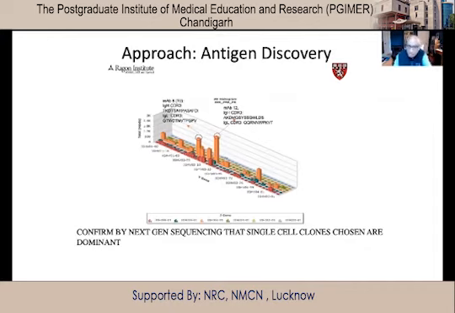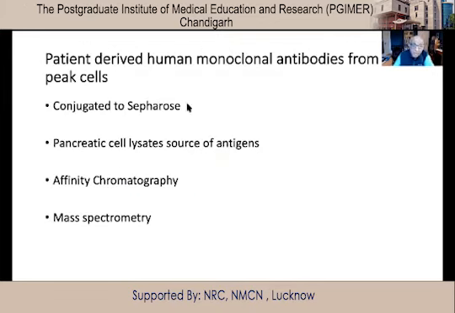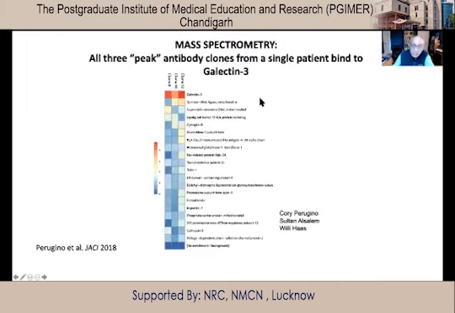because you can actually sample more cells. And then we stained pancreatic cells and showed that, yes, these antibodies are staining some antigen in pancreatic cells. So then it's easy to try to purify it. It's fairly simple to take the antibody, conjugate it to Sepharose, make a lysate of pancreatic cells as a source of antigen, do affinity chromatography, do mass spec. And this is what the mass spec shows us.